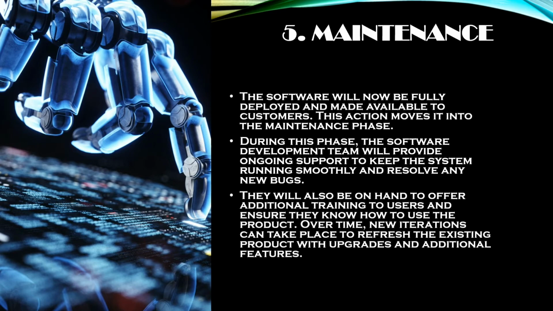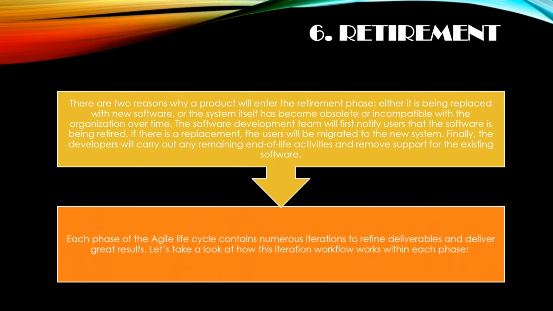Next is retirement. There are 2 reasons why a product will enter the retirement phase. Either it is being replaced with new software, or the system itself has become obsolete and incompatible with the organization over time. The software development team will first notify the users that the software is being retired. If there is a replacement, the users will be migrated to the new system. Finally, the developers will carry out any remaining end of life activities and remove support for the existing software.